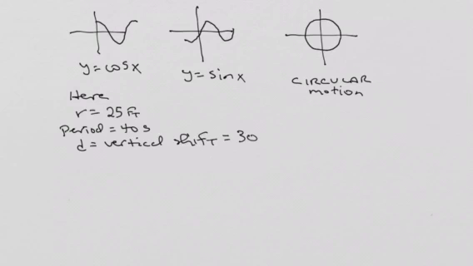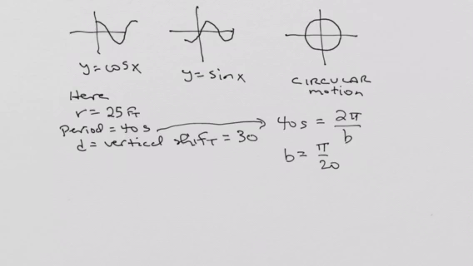I am going to figure out from this the period, what b is going to be in this problem. I know that the period is 40 seconds, and that's equal to our normal period for cosine, 2 pi over b. If I solve that for b, I get b equals 2 pi over 40, or pi over 20, which is a little funky, but it is what it is. So b is pi over 20.